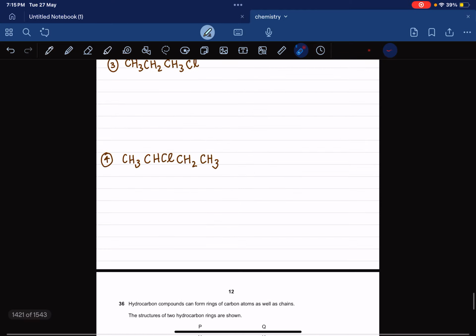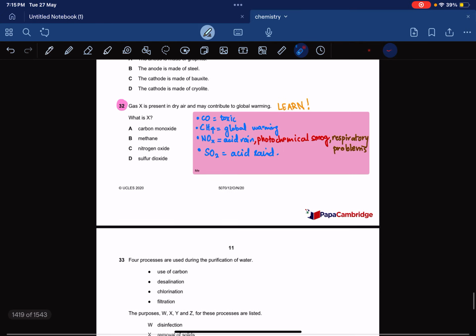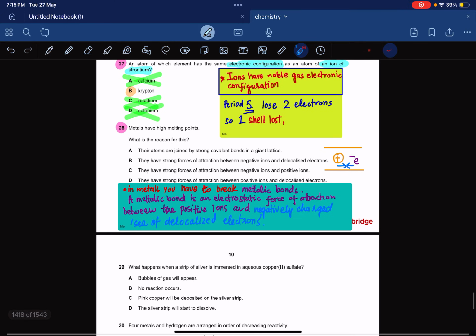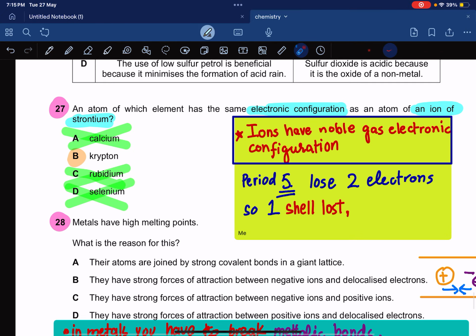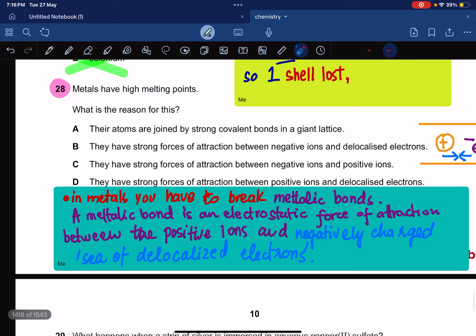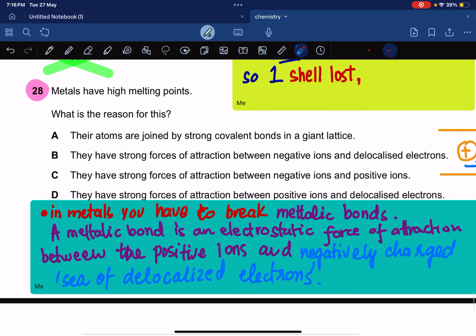Okay, I hope you understood this. This was a bit tricky, but you just had to realize that ions have noble gas electronic configuration, and period 5 loses 2 electrons, so 1 shell is lost, and now it has the same electronic configuration as krypton. Moving on to the next question, which says that metals have high melting points.